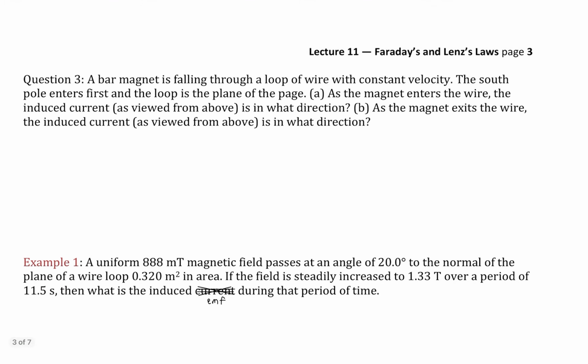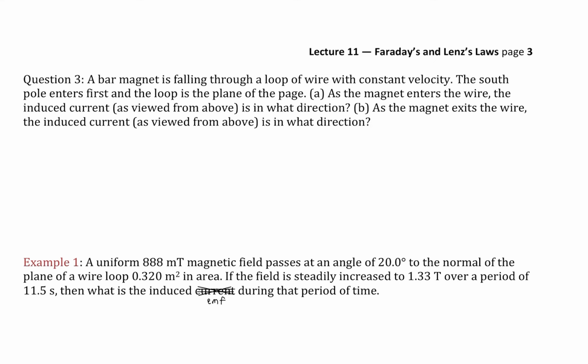I think this is a real good one. A bar magnet is falling through a loop of wire with constant velocity. The south pole enters first, and the loop is in the plane of the page. As the magnet enters the wire, the induced current, as viewed from above, is in what direction? Okay, so give this one a try. Pause if you need to.